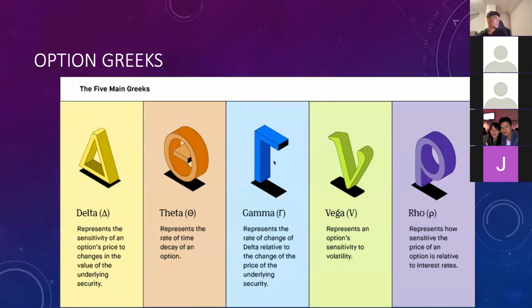So at the end of the day, these are the 3 right here that you want to focus on: delta, theta, and gamma. These 2 are important and serve their benefits, but for most traders, we're more focused on these 3.